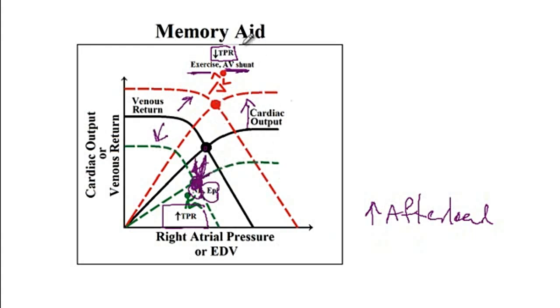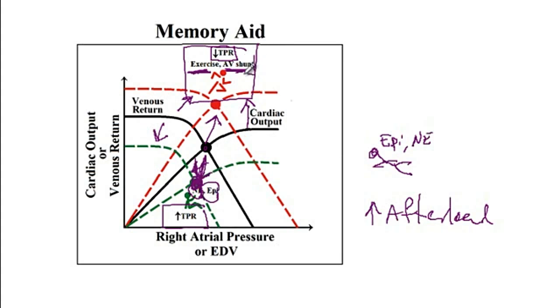While with exercise or the AV shunt, since there is now decreased total peripheral resistance, both curves, for the venous return and the cardiac output, have shifted upward. And so the memory aid that I have for you is to imagine that someone is running up there, so exercise will shift the curves upward, while here imagine that someone is sitting while it keeps repeating epinephrine, norepinephrine, epinephrine, norepinephrine. So these conditions will shift the curves downward.